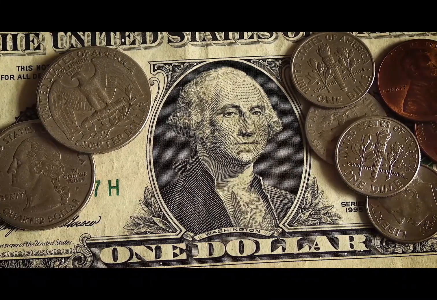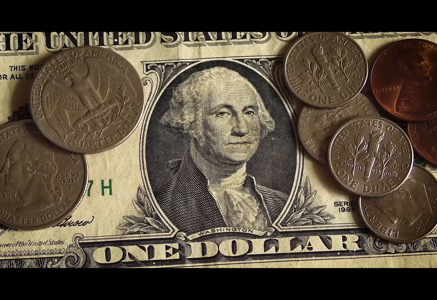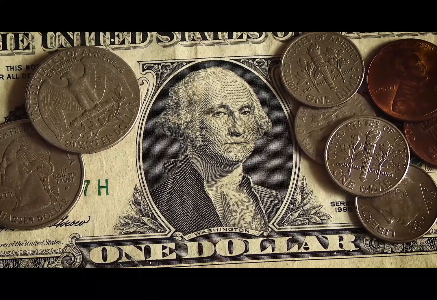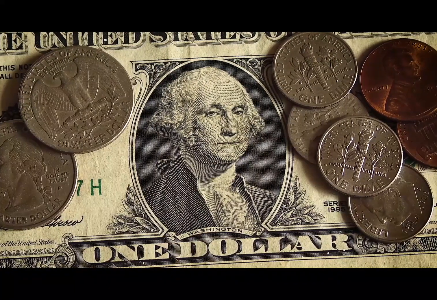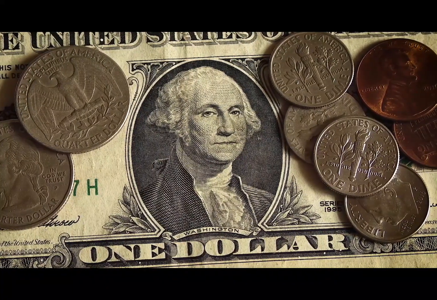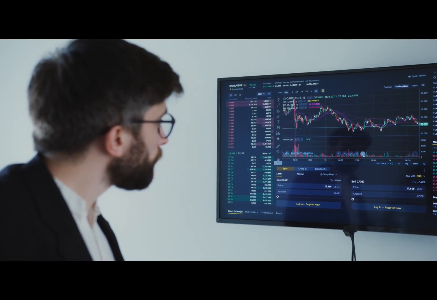Q. Is OANDA WEB suitable for beginners? A. Yes, OANDA WEB's user-friendly interface and educational resources make it suitable for beginners. Q. Can I trade cryptocurrencies on OANDA WEB? A. No, OANDA WEB currently does not support cryptocurrency trading.